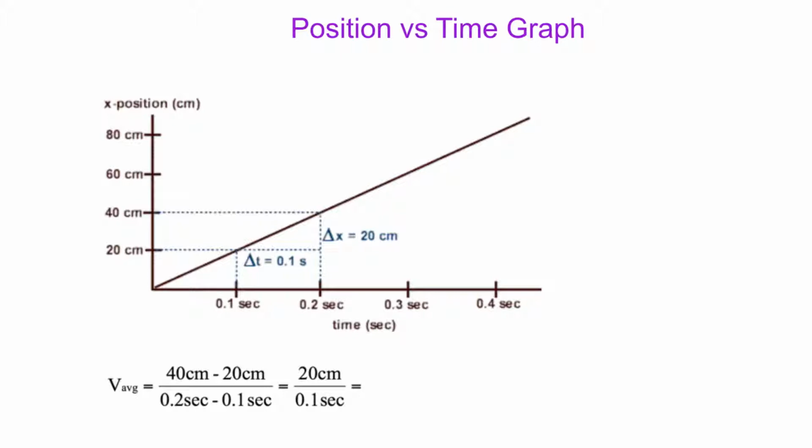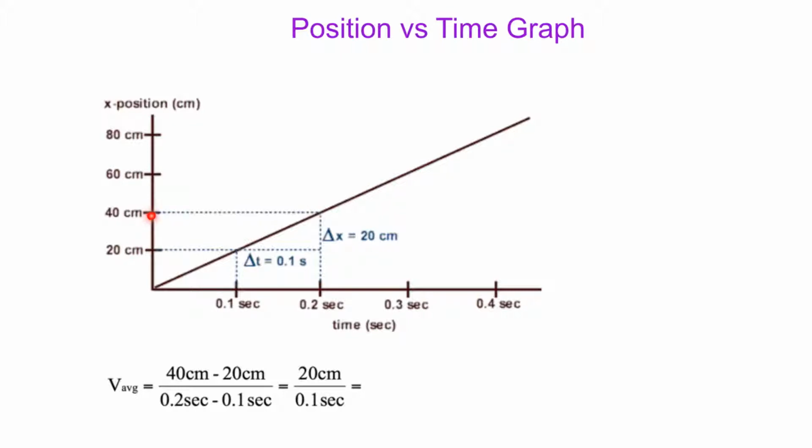Alright, and then you'll notice that this graph happens to be in centimeters for position and seconds for time. Remember, though, your SI unit for position is actually meters, okay? So, let's take a look at the object. It started off at the origin, which we'll call 0. And then, after 0.1 seconds, the object had moved 20 centimeters. After another 0.1 seconds, we're at 0.2 seconds, the object moved another 20 centimeters to 40 centimeters.